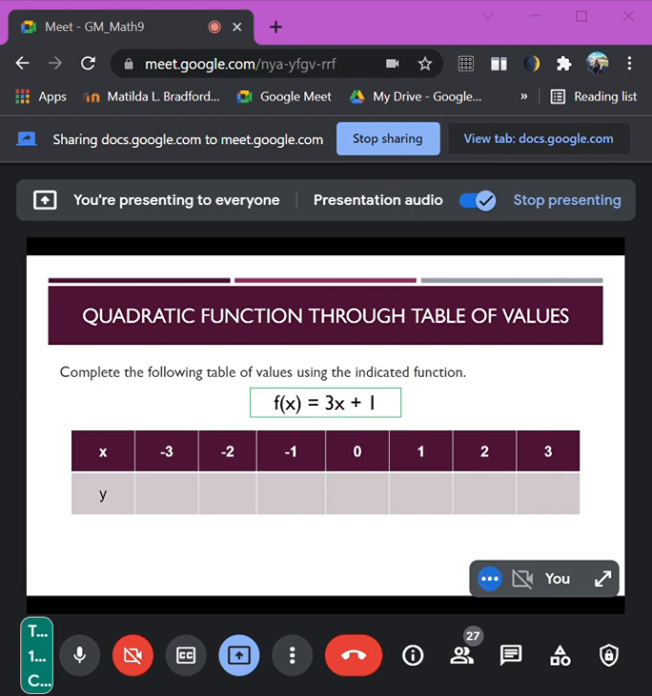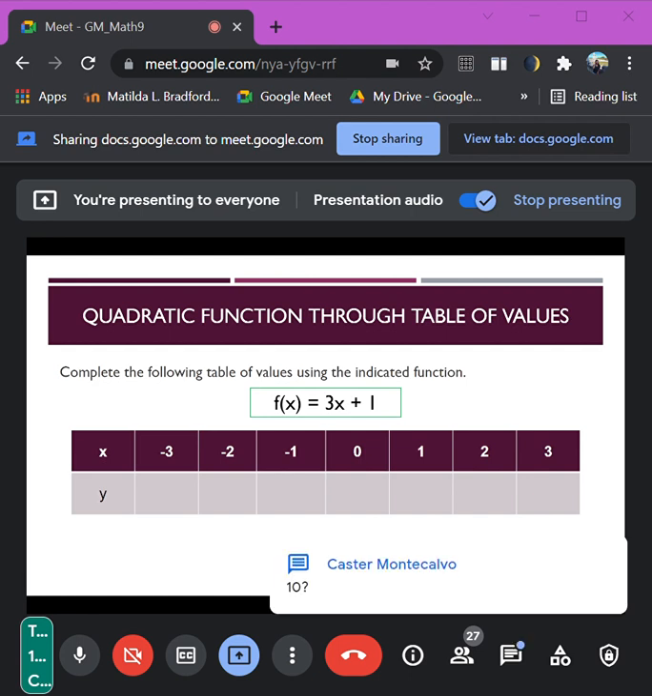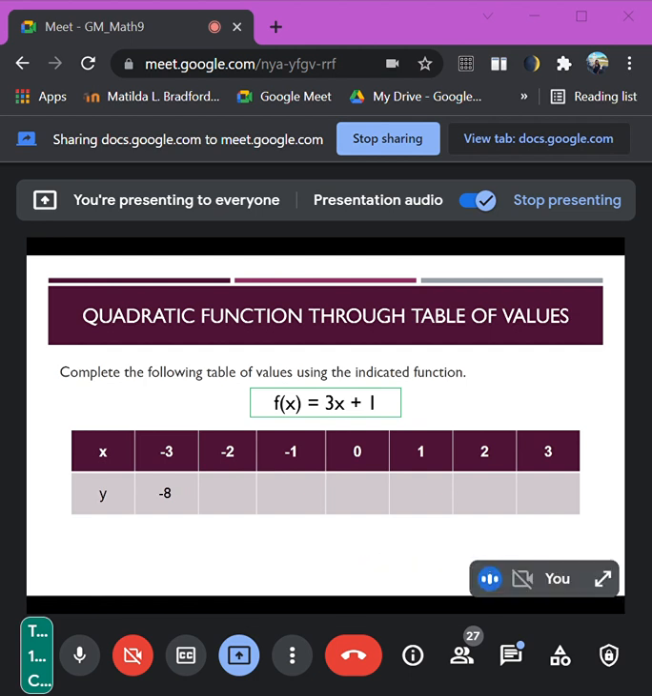So let us substitute x with negative 3. What do we get, class? Negative 3 times negative 3 plus 1. That is negative 8. Okay, negative 8. Very good. How about if we are going to have negative 2? 3 times negative 2, negative 6. Negative 6 plus 1 is negative 5. Negative 5. And how about negative 1? 3 times negative 1.